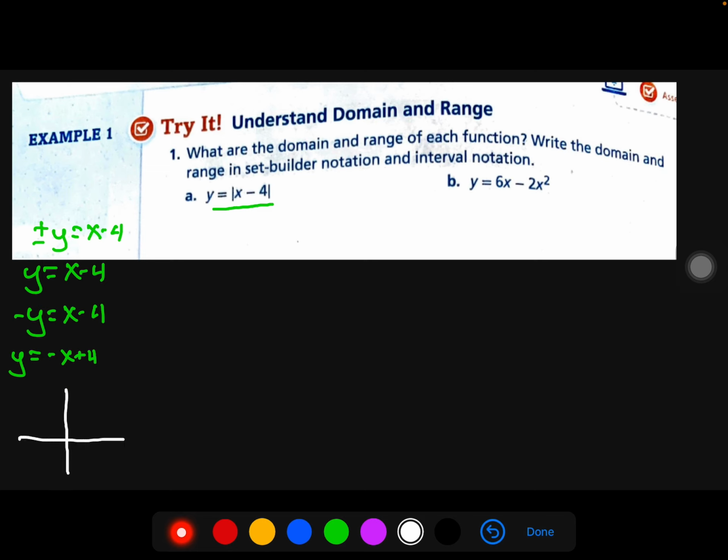Graph both of these. So our first equation is a positive slope of 1, x minus 4, so we've got a y-intercept of negative 4. And it is a positive 1 slope, so our graph looks like that. In our second one, we've got a negative slope, negative 1, and our y-intercept is 4. So it connects with the other one right there at x equals 4.